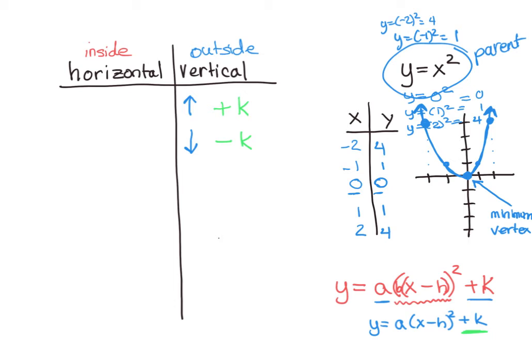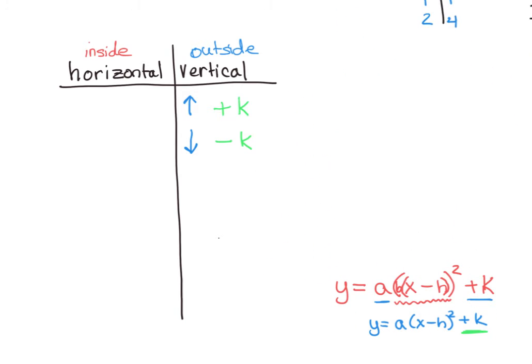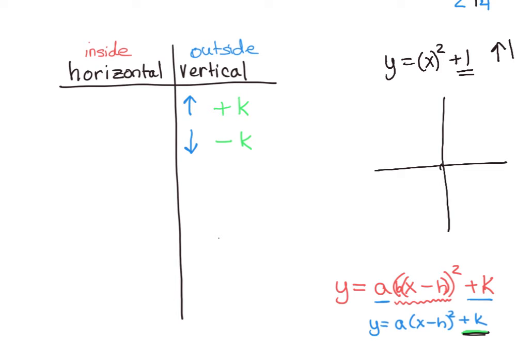All right, so let's look at our equation. Let's say they gave us the equation y equals x squared plus 1. See how the 1 is not inside being squared, it's on the outside. That puts it in the k position, which means you are going to move up one space. It's just like they took the graph of y equals x squared and shifted it up one space. If you remember, y equals x squared had dots at (0, 0), (1, 1), (2, 4), (negative 1, 1) and (negative 2, 4). Your graph picks up and moves one space up.